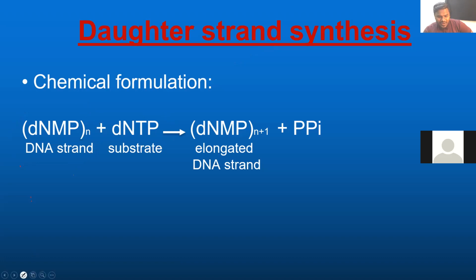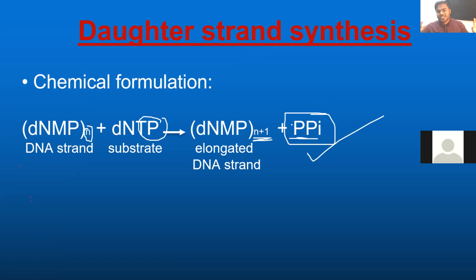Here, you already read this at the +1 level. N represents what? Number. So when one nucleotide is associated with another nucleotide, it becomes N+1. Out of 3 phosphates, how many phosphates are associated? Just 1 phosphate. What about the remaining two phosphates? My friends, the remaining two phosphates are going to be released in the form of PPi. That's a simple step.